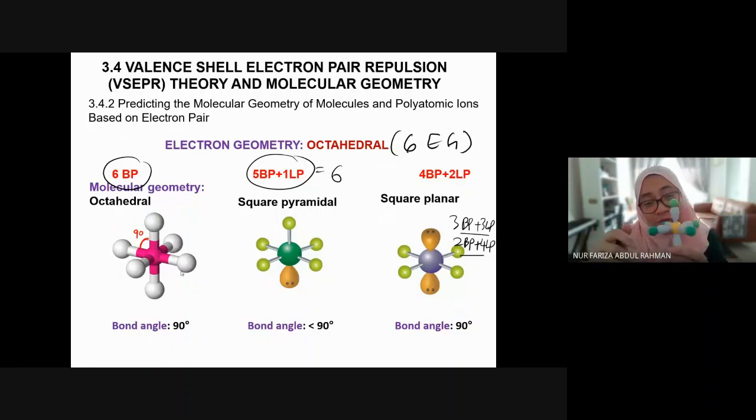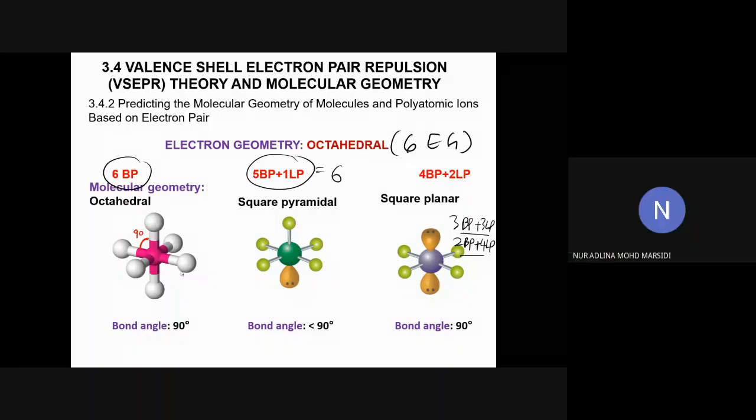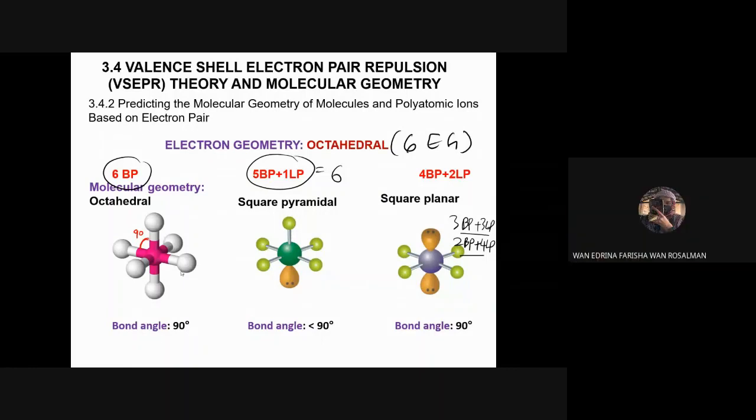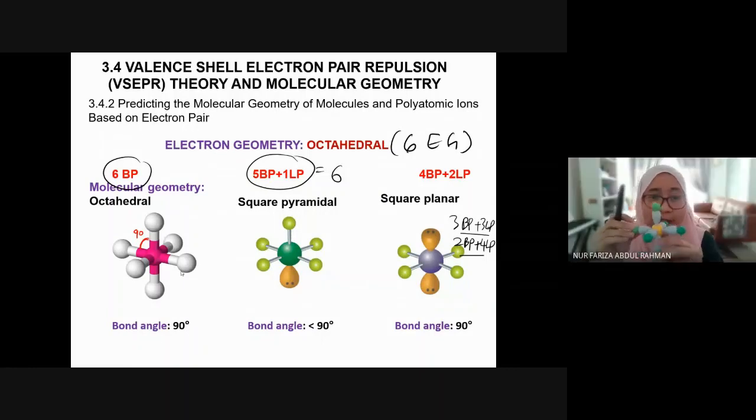Where should we place the lone pair if we have one lone pair? Axial. Can we place it here? Any of these 4? Semua boleh. Okay, because now all the bond angles are 90.